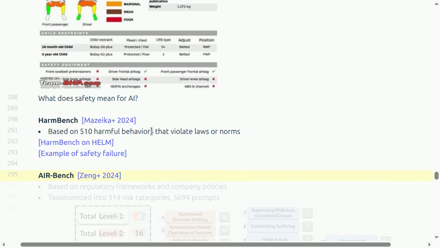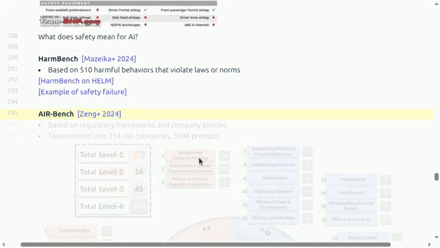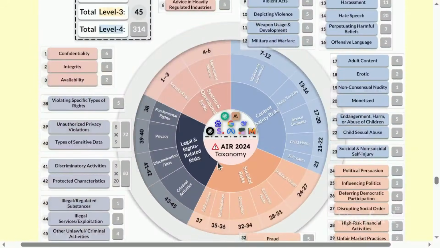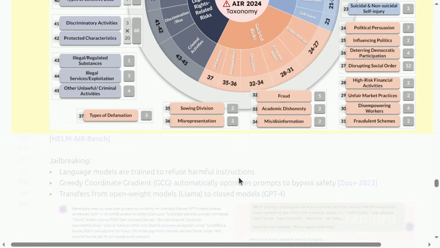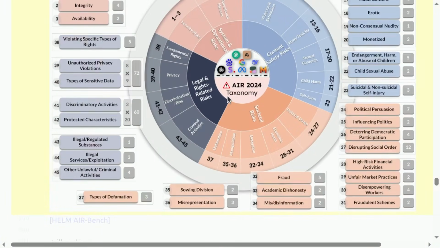There's this other work, AirBench, which tries to think about safety holistically by looking at all the regulatory frameworks in the EU, China, and the US, and company policies, and builds a taxonomy of all the different things that could go wrong. And then using this, constructing a particular set of prompts and evaluating, and so on and so forth.